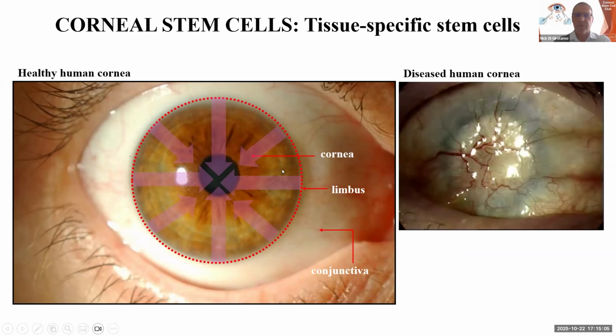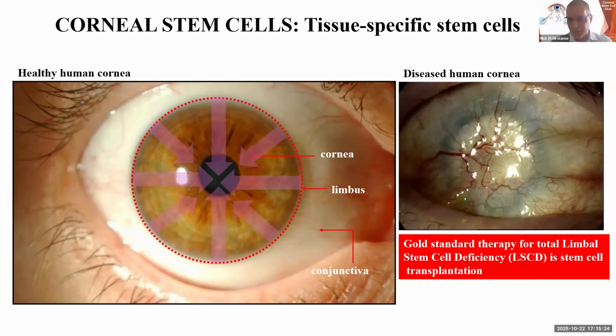When these cells are depleted, or indeed the limbus is damaged, quite a catastrophic disease can develop, called limbal stem cell deficiency. And it's characterized by this pannus of fibrovascular tissue that encroaches over the cornea and blocks vision. So I guess the gold standard treatment for total limbal stem cell deficiency, which is what this webinar is all about today, is a stem cell transplantation of sorts.